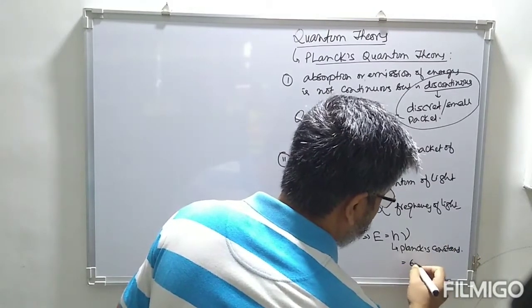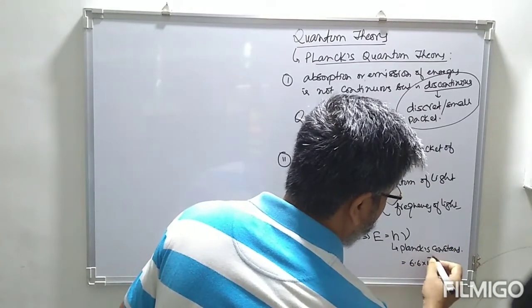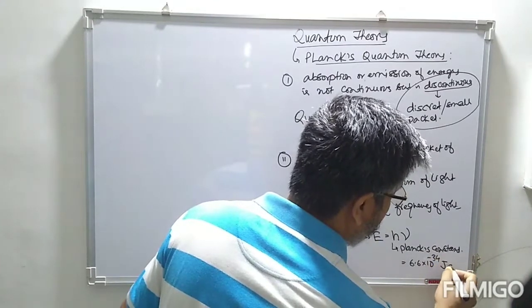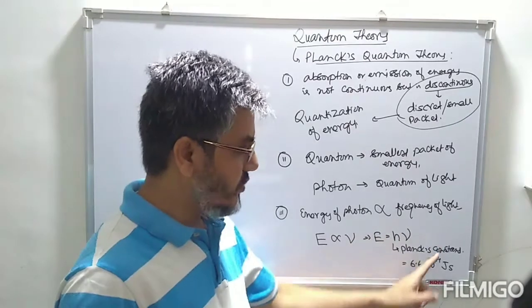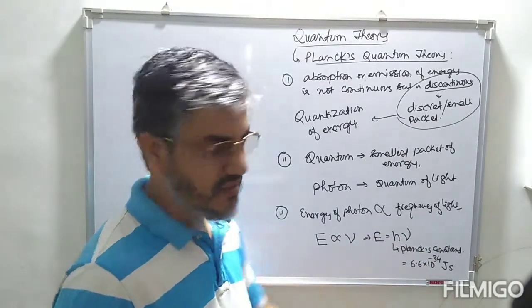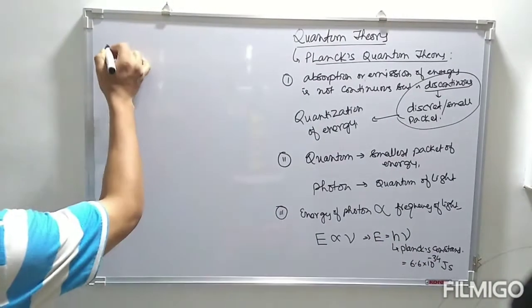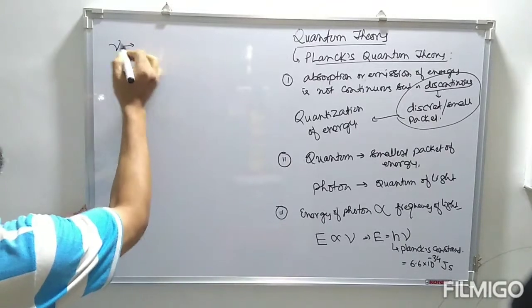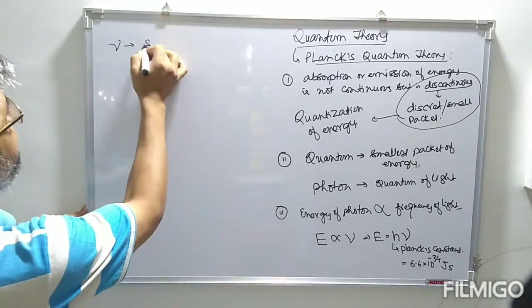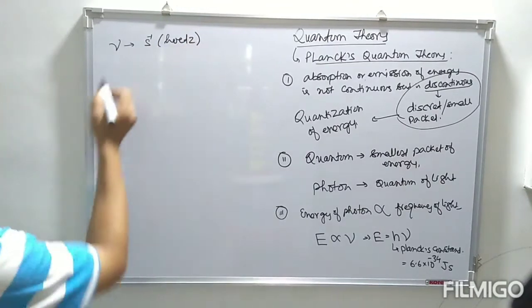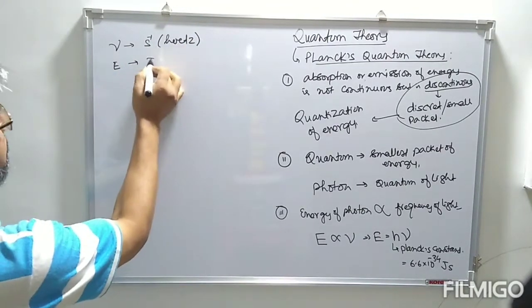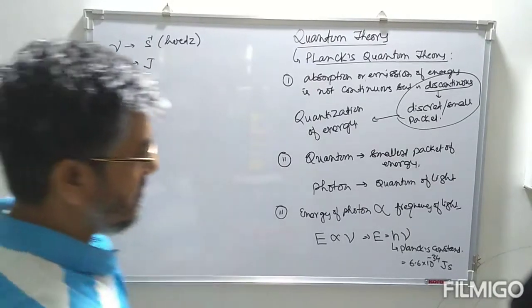So h has a value 6.6 into 10 to the power minus 34 joule second. This is the standard unit of h, Planck's constant, 6.6 into 10 to the power minus 34 joule second. Frequency is measured in terms of second inverse, that is hertz. Therefore, E has the unit of joule.